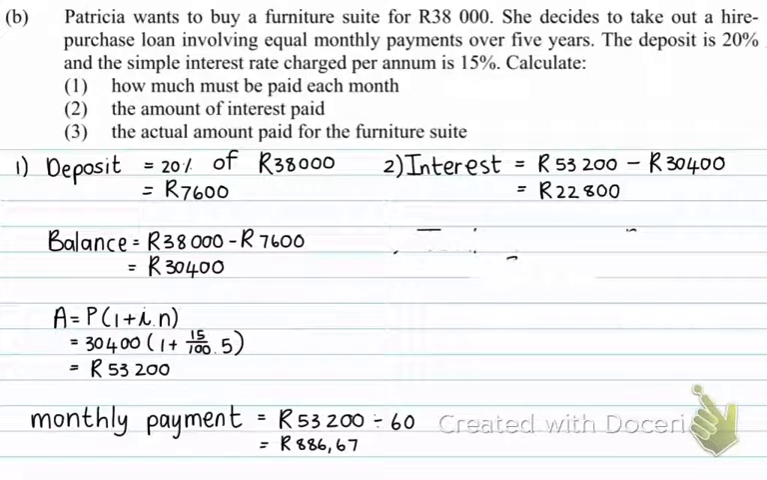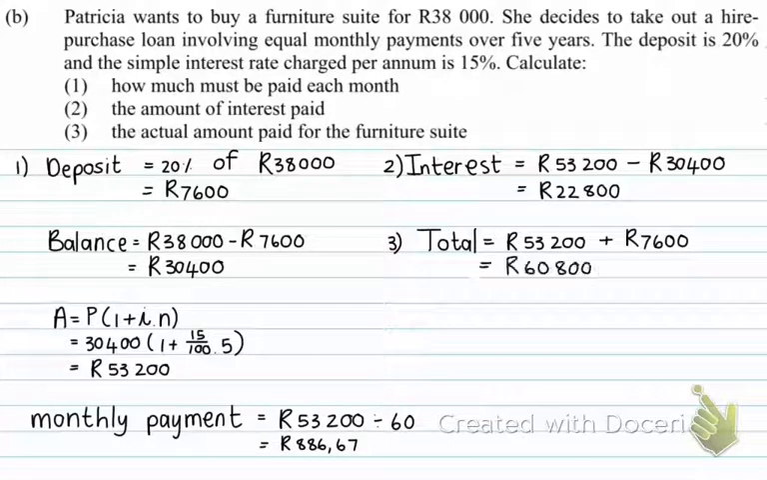Question number 3. They ask us to calculate the actual amount paid for the furniture that she bought. That is the amount A, that 53,200 Rand, plus the deposit that she paid at the beginning of 7,600 Rand, and then you get a total amount of 60,800 Rand.